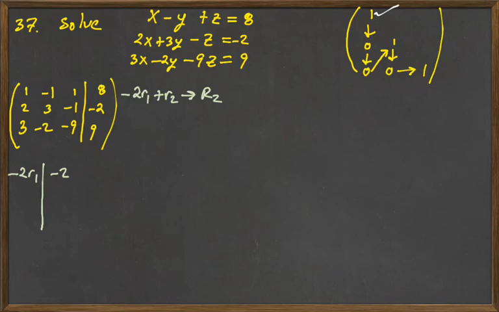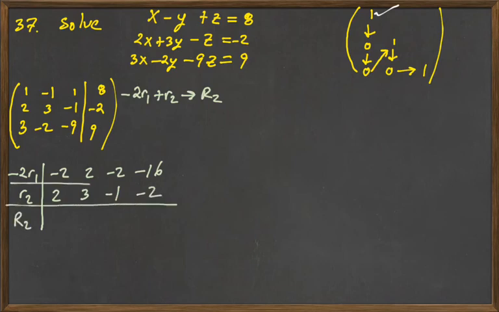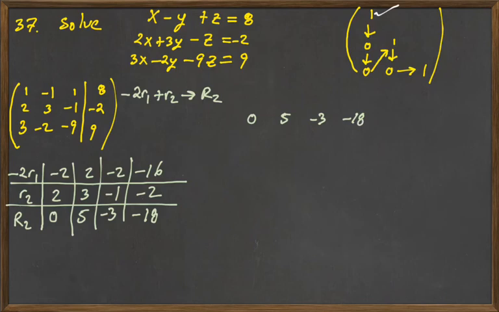So negative 2 row 1 is going to be negative 2, 2, negative 2, and negative 16. Row 2 is 2, 3, minus 1, minus 2. The new row 2 is 0, 5, negative 3, and negative 18.